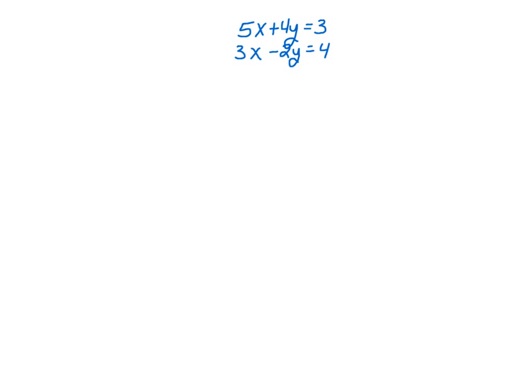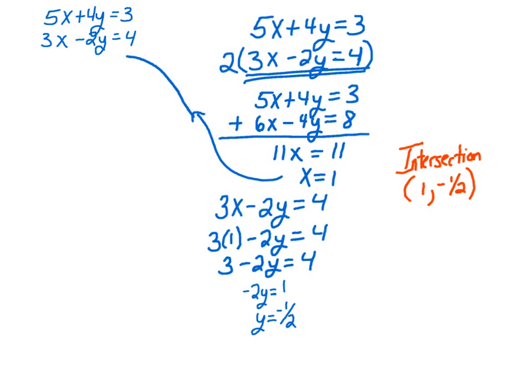Here's another set for you to try. 5x plus 4y equals 3, and 3x minus 2y equals 4. Please pause the video and find the intersection point. Here's the solution.